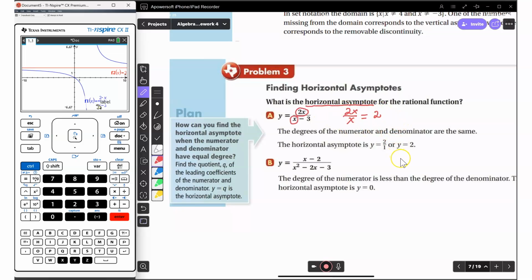So the range will be all numbers except for 2. All reals except 2. And how do we figure it out? Well, we have 2x and we have x. You take the two highest leading terms, divide them, and if you get a number like this, 2, then that will be your horizontal asymptote.